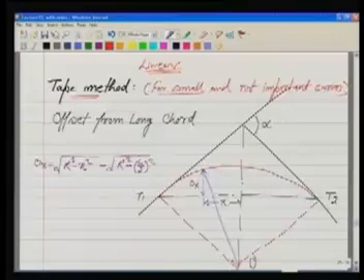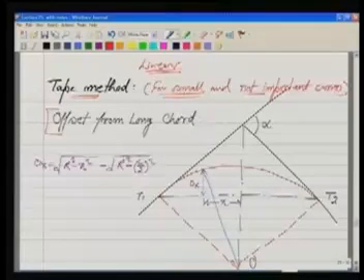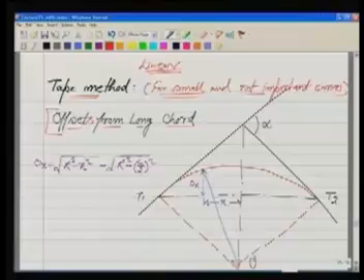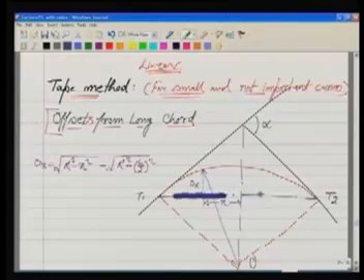And this is generally used for small and not important curves. In this tape method, one method is called offsets from long chord. Now what is this method? In this method, over here is the long chord, which we know about.